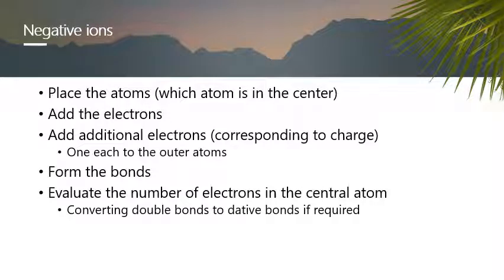Now we're going to look at how we do for negative ions. So the first part is almost the same. We place the atoms. Then we add in the electrons. We add in additional electrons corresponding to the charge. But how do you do this? 1 electron to each of the outer atoms, as many as you need to reach the charge. After that, we form the bonds. And then we evaluate the center again.